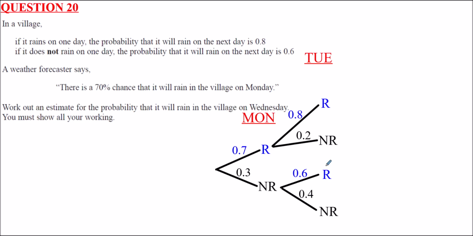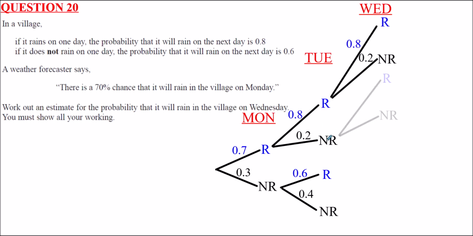We then go again for the next day, Wednesday. So for Wednesday, let's imagine first of all it rained on Tuesday. If it rained on Tuesday, the chance of it raining again on Wednesday is 0.8, and not raining is 0.2. Let's now consider if it didn't rain on Tuesday. Like it says here, if it doesn't rain the day before, the chance it will rain the next day is 0.6. So if it didn't rain here, the chance of rain on Wednesday would be 0.6, and therefore not raining would be 0.4.